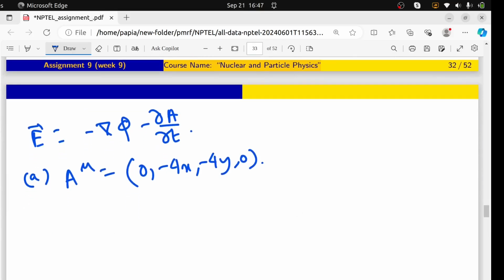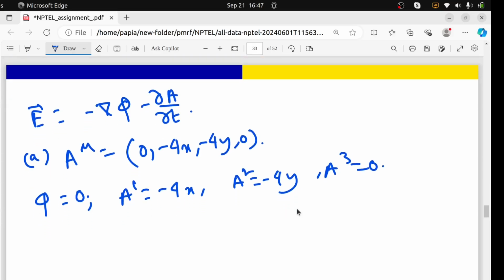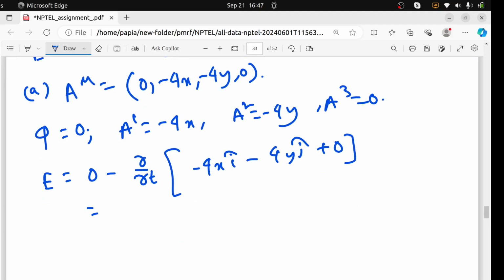So for this case, phi is 0, a1 is minus 4x, a2 is minus 4y, a3 is 0. E is 0 minus del t of minus 4x i cap minus 4y j cap plus 0. So you can see here, this is 4x, this is 4y, so that will not be a derivative with respect to t, right? So that is obviously giving us 0. So the first option is not the correct option.